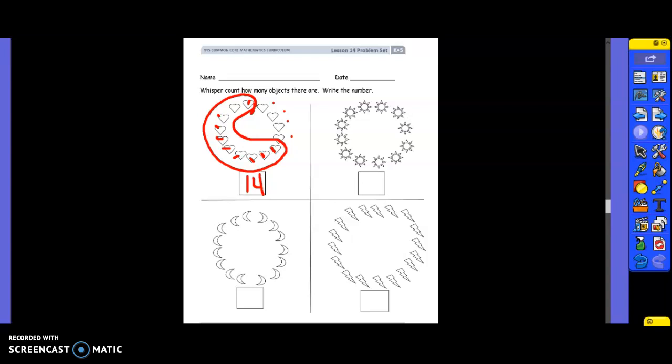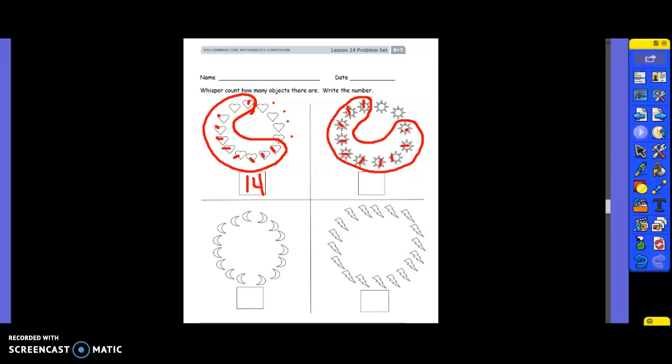Do you notice it's a little tricky to count in circles? Yes, because we have to make sure that we don't count a picture twice. So we're going to touch and count, and then we're going to circle our 10. Are you ready? Here we go. 1, 2, 3, 4, 5, 6, 7, 8, 9, 10. Good, let's circle our 10.